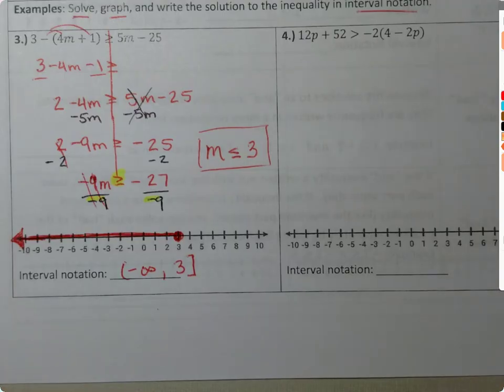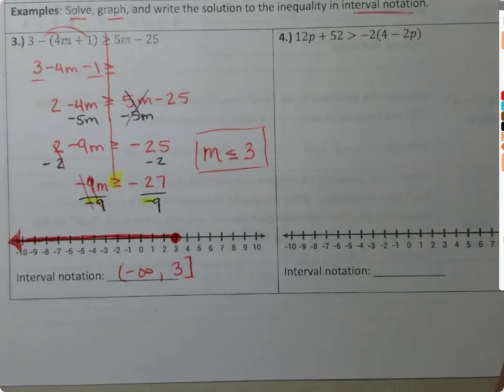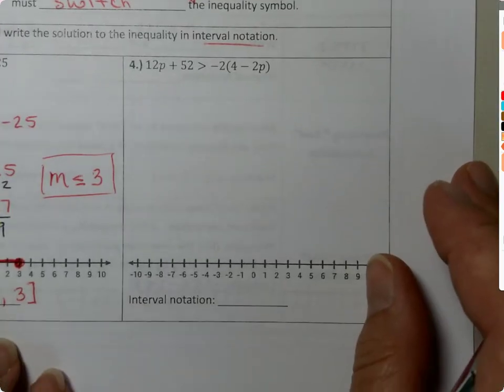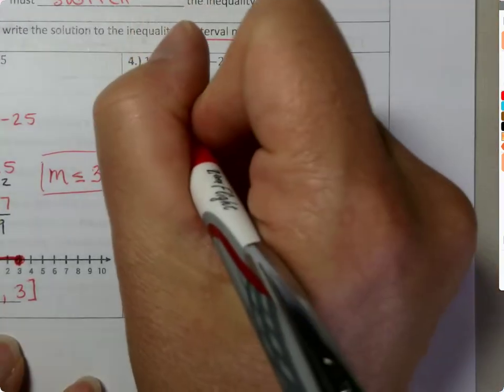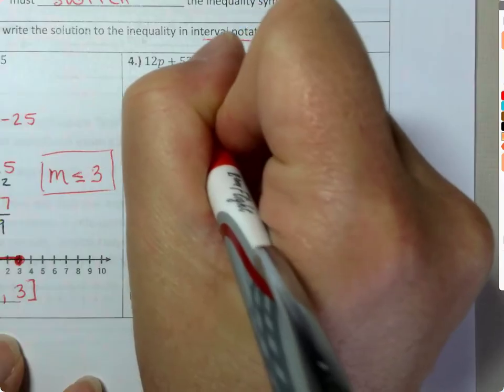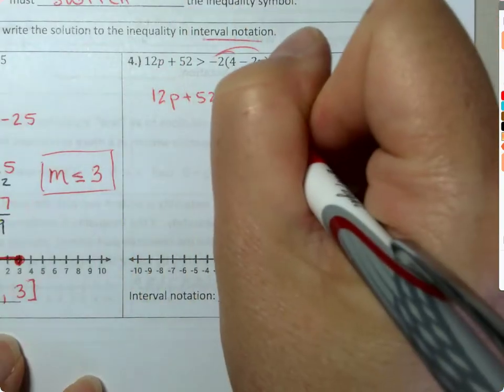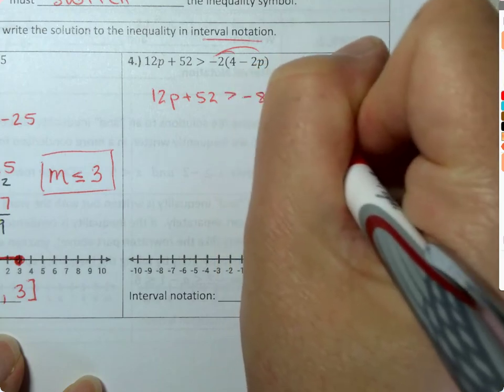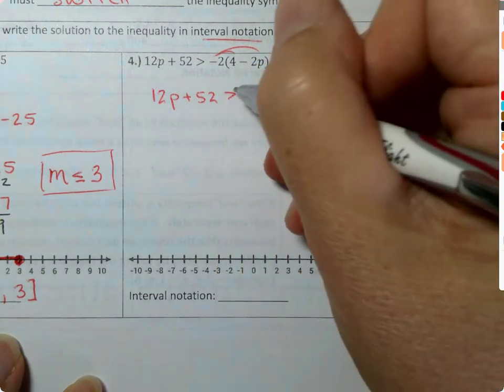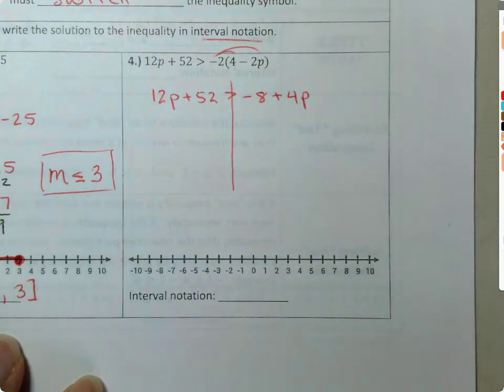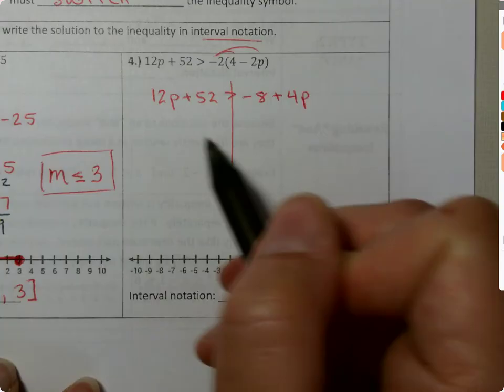Take a second, clean it up, watch your signs, and I only flip it if I multiply or divide by a negative when I'm moving things. So we are going to show our work. I'm going to bring everything down. I'm going to distribute this. Watch that second negative sign. This little line is not necessary, but it might help you. This is one where I'm definitely going to bring the 4p over.